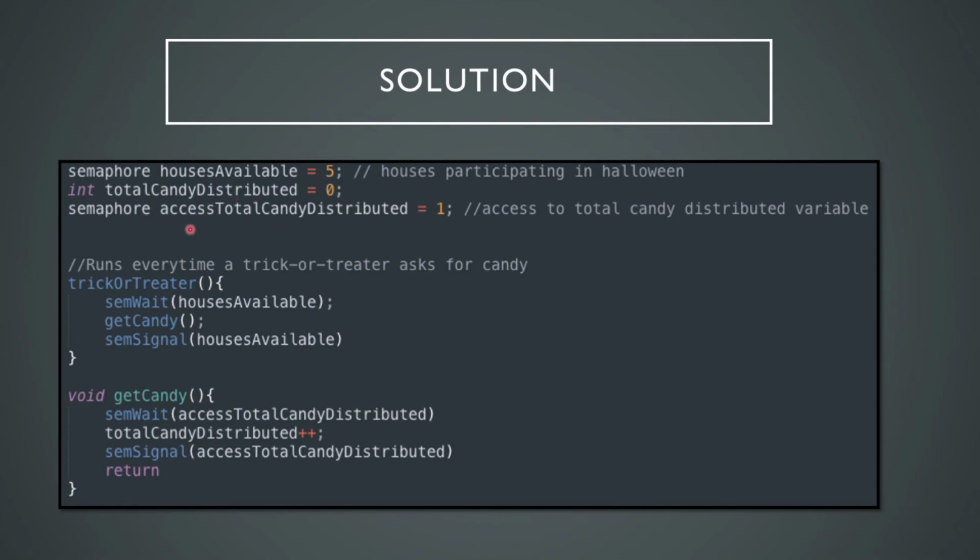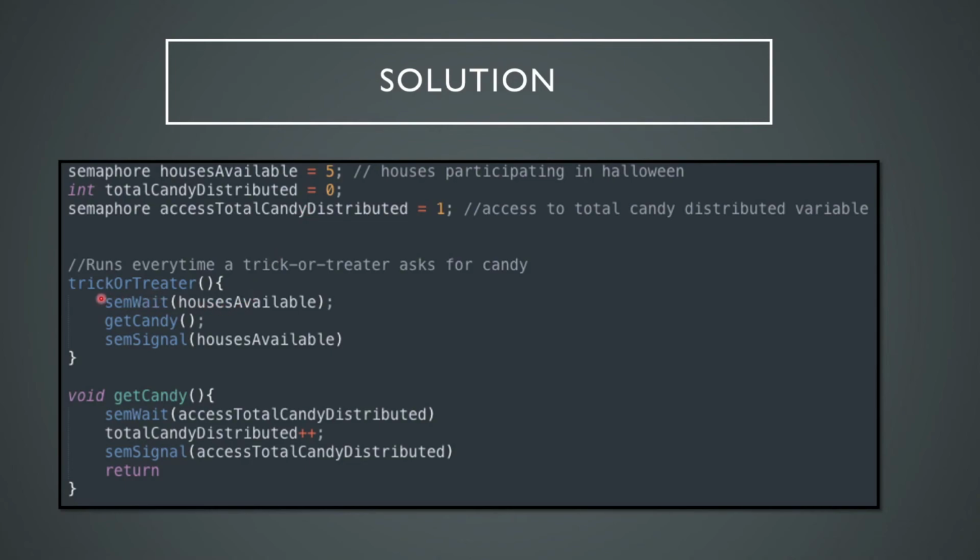And the reason for that is that we have a binary semaphore, because it allows each house to access that common resource, which is total candy distributed, one at a time, so that we don't have multiple houses changing that value, and in our case multiple processes, which are going to be all the houses, changing that value at the same time, because then that wouldn't give an accurate value.